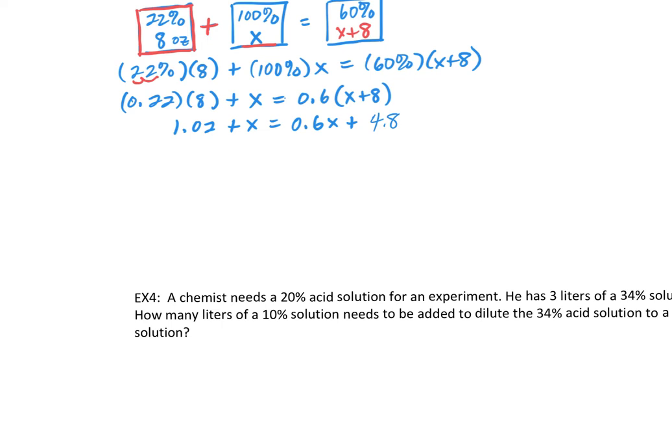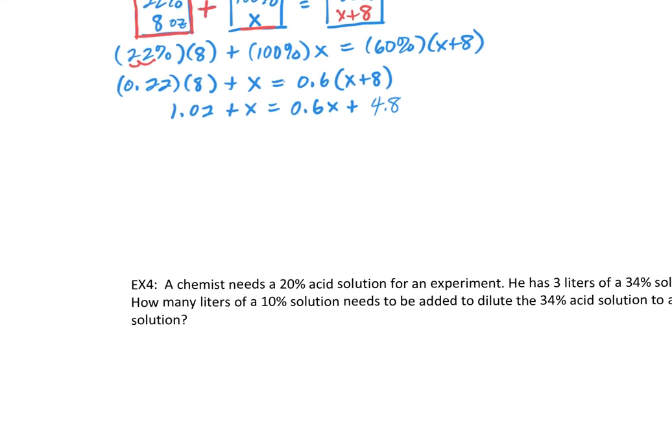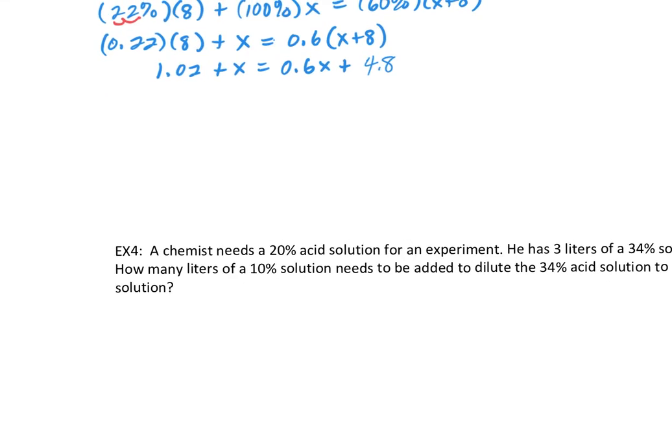So usually what I do is decide what side I want my x's on. I notice that 1x is bigger than 0.6x. So I would choose to subtract the 0.6x from both sides. Some people just like to keep the x on the left no matter what. But if I subtract the 0.6x, I get 1.02 plus 0.4x is equal to 4.8. So all I did was subtract the 0.6x from both sides.